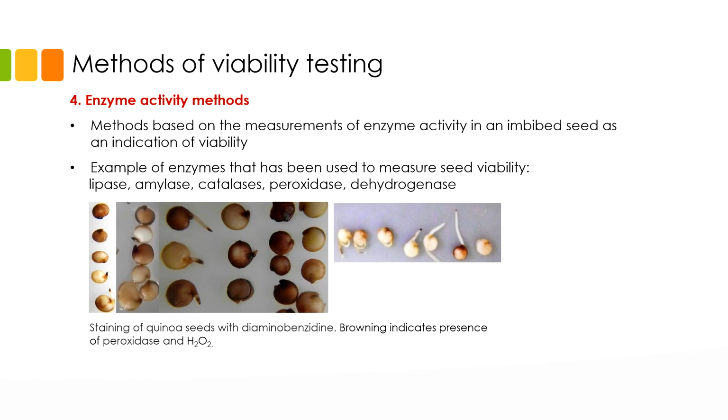In the images shown in this slide, we see quinoa seeds stained with diaminobenzidine. The appearance of browning indicates the presence of peroxidase activity in the tissues, as well as the presence of hydrogen peroxide. This reaction provides a clear visual marker of enzyme activity and, by extension, seed viability.